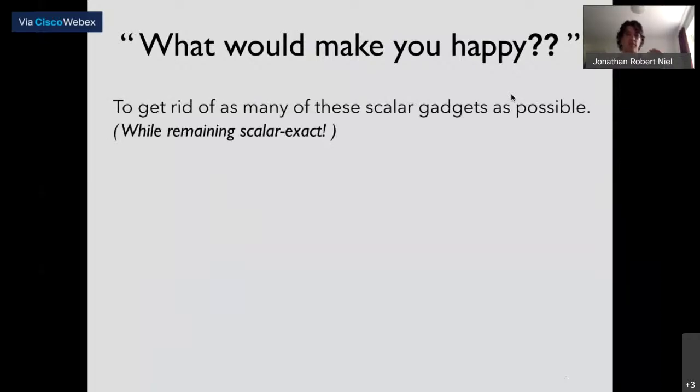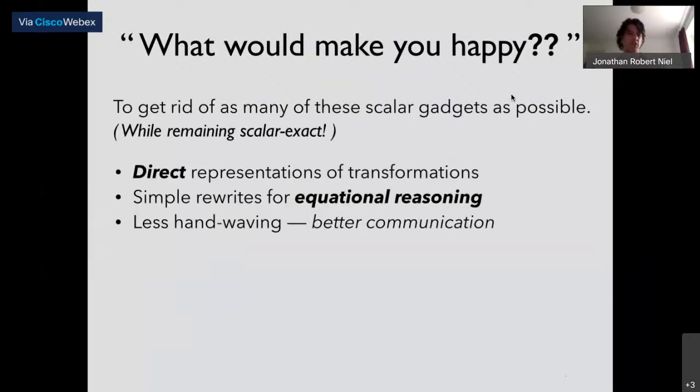I would like to get rid of as many of these scalar gadgets as possible while remaining scalar exact for application to quantum transformations. Like direct representations of these transformations which are expressed as simply as possible. I would like the rewrites for reasoning about these transformations to be as simple as possible. And the reason I want this, when I'm speaking outside of this community, is that it's easier to convey and to promote these calculi by saying that, look, this does exactly what you would like. It expresses things exactly as you would like, and then it becomes easier to promote them.